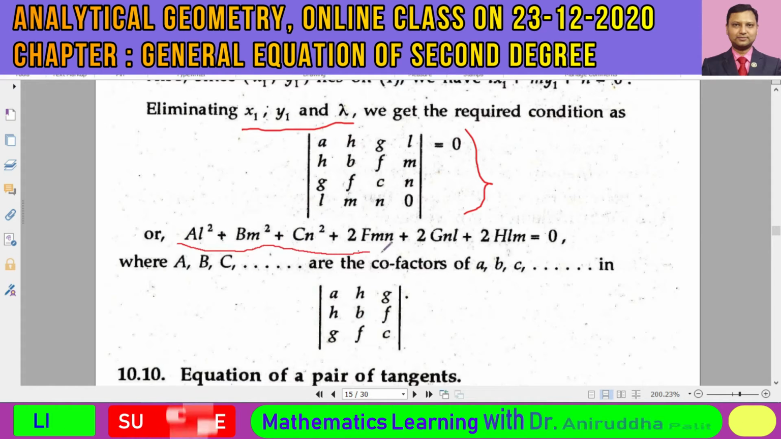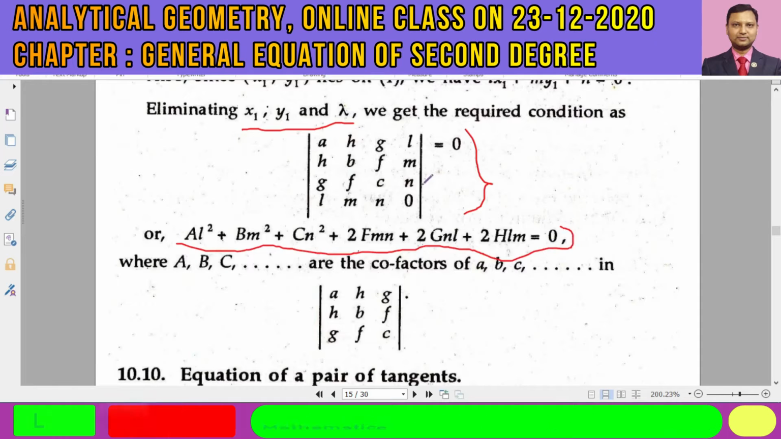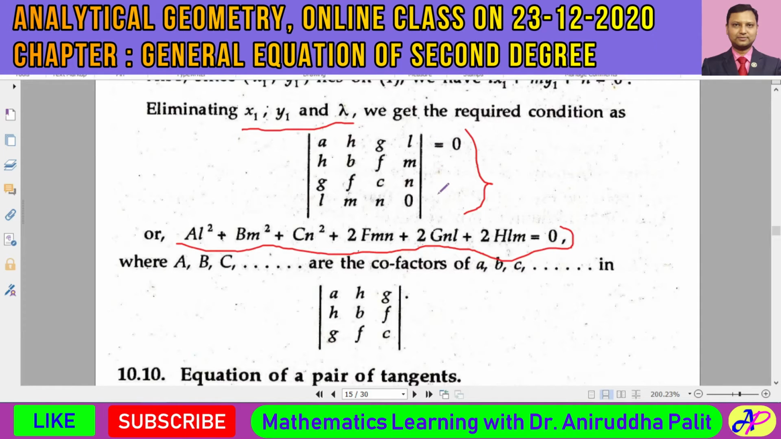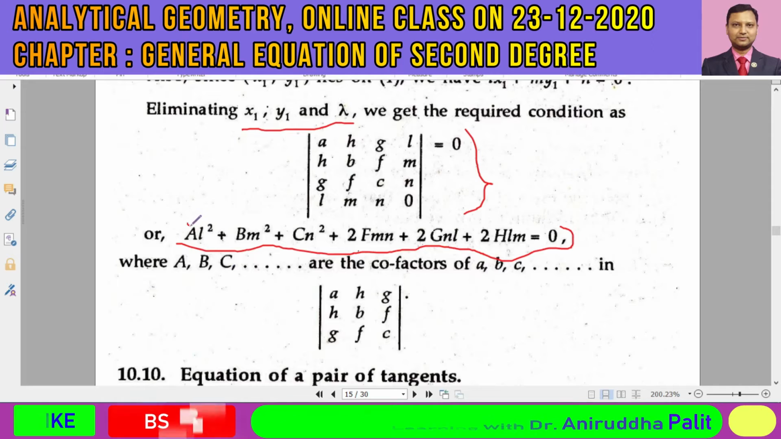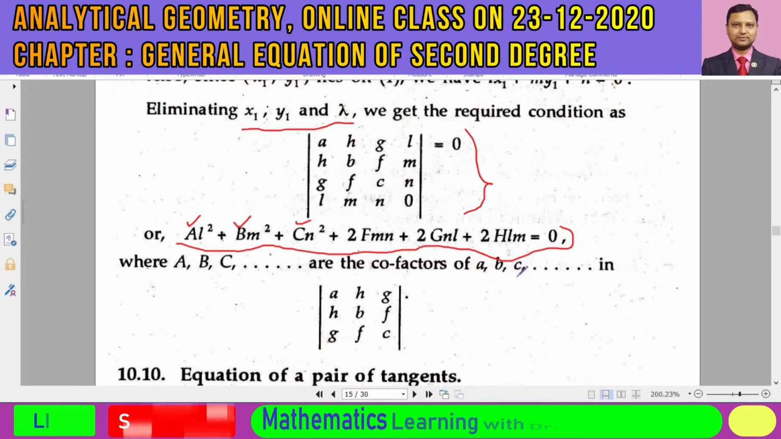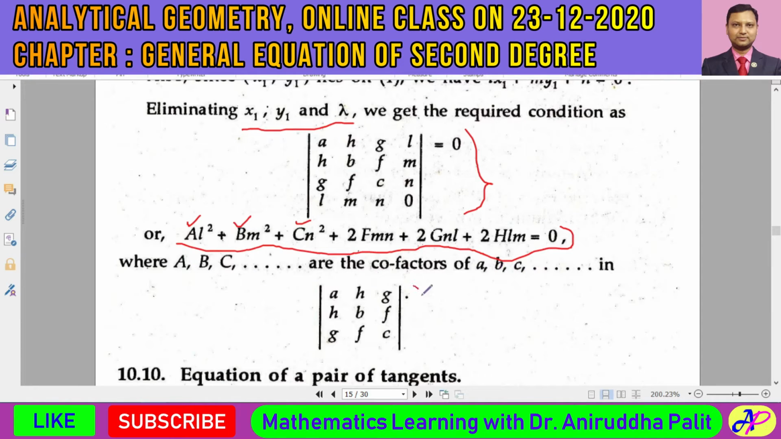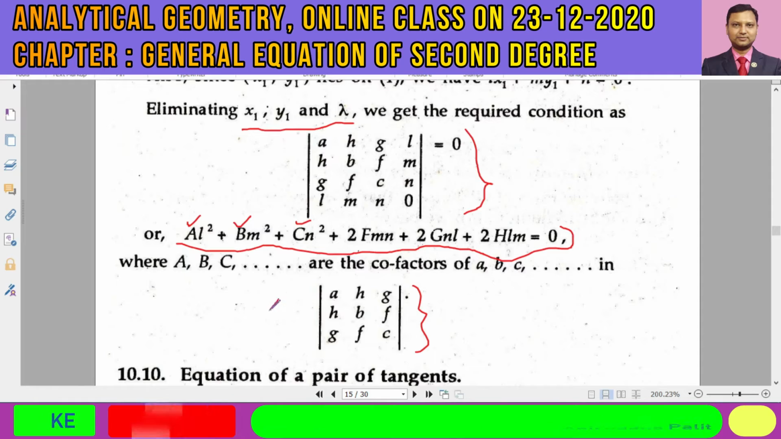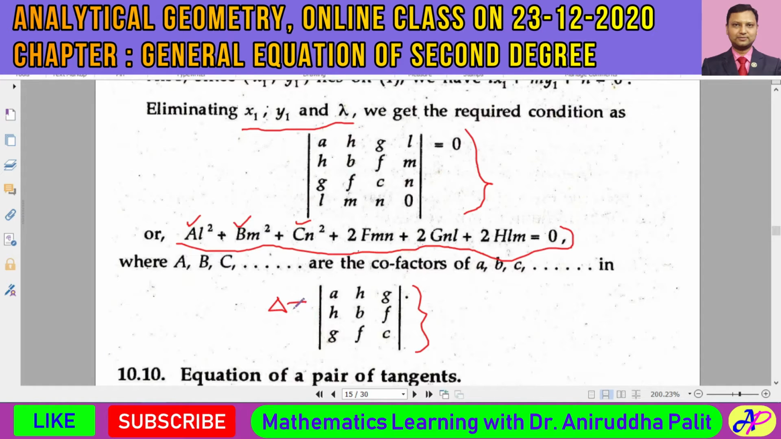You don't need to remember this expansion. Try to remember this determinant only. Over here, the coefficients A, B, C are the cofactors of small a, small b, small c, etc. in this determinant, and this is the well-known determinant delta.